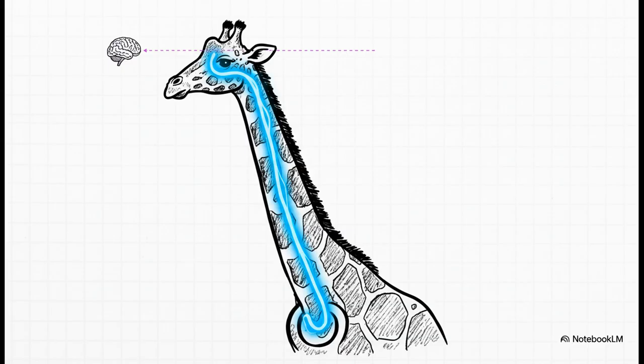But because it was inherited from our fish-like ancestors, where it looped around a blood vessel down by the heart, in a giraffe, that nerve travels all the way down its gigantic neck, loops around an artery, and goes all the way back up. It's a 15-foot detour. No intelligent engineer would ever design something like that, but it's a crystal-clear stamp of its evolutionary history.